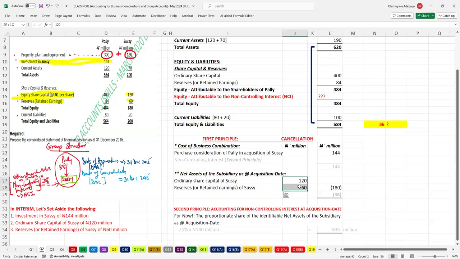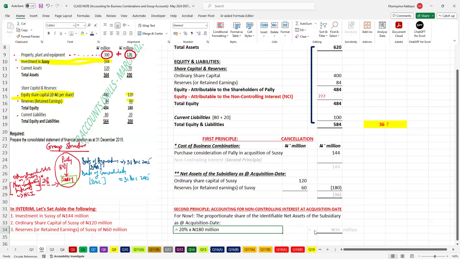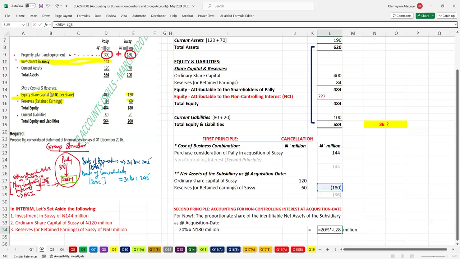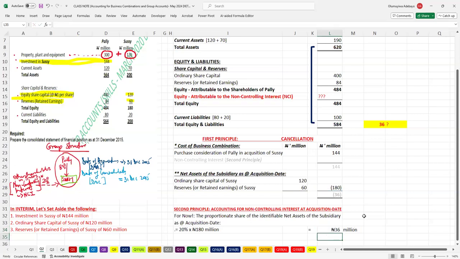Therefore, it means my net asset is 180. Now, the question then is, the non-controlling interest owns 20% of that 180. What does that amount to? 20% of 180 simply amounts to that 36 million, which means we have been able to trace that 36 million, which is what you can see here. We are able to trace that 36 million to the investment of non-controlling interest in the subsidiary as at the date of acquisition. If that then is the case, the problem we now have is that if you look at this equation, it didn't balance.